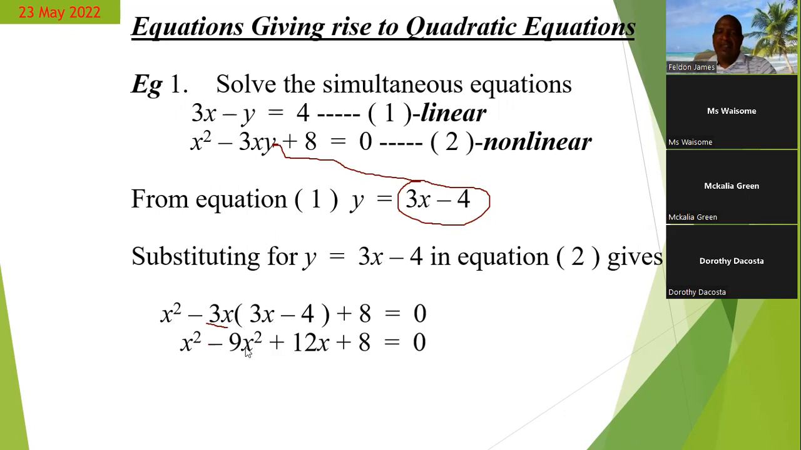Now you add like terms, so you add the squares together. So you have a positive x squared, you have a negative 9x squared. So one is positive, one is negative. So if you owe 9x squared and you pay back x squared, you're going to have negative 8x squared.